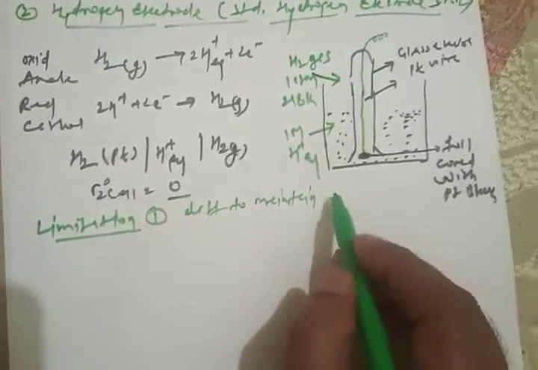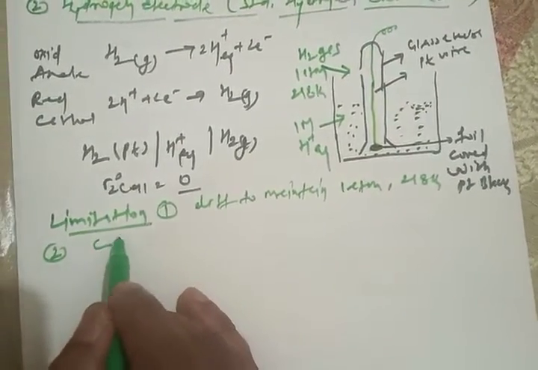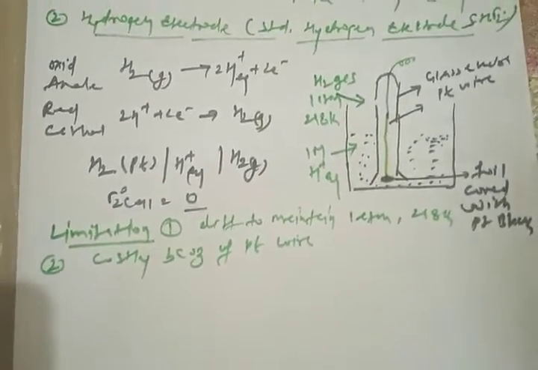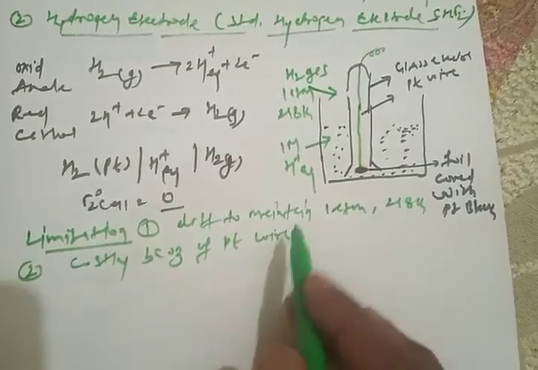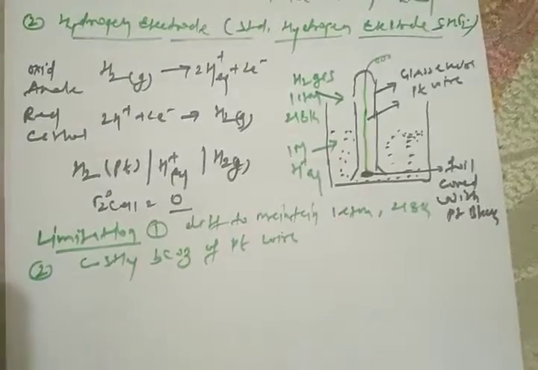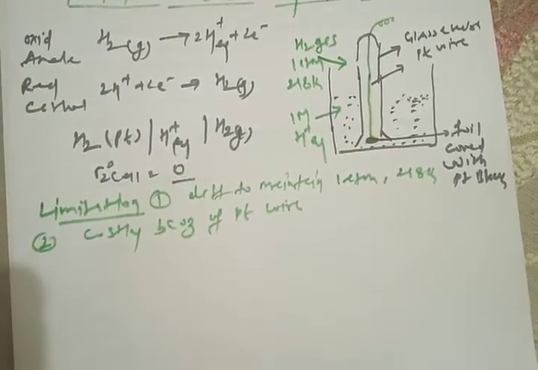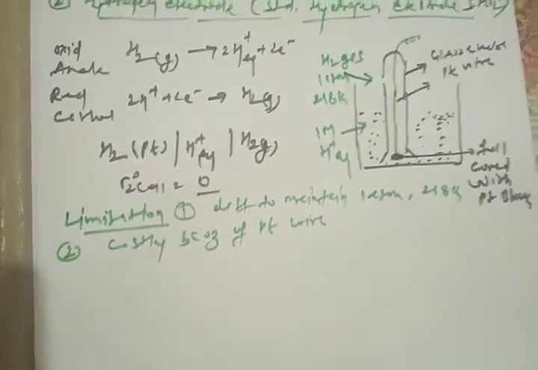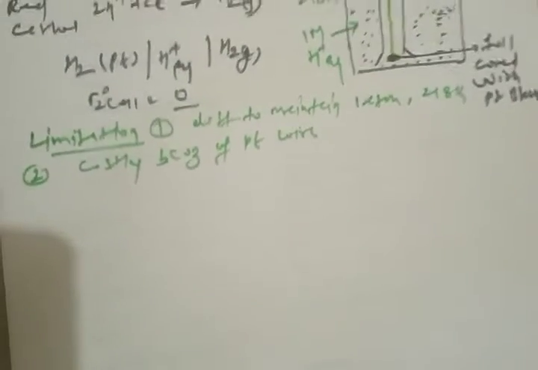1 atm and 298 Kelvin temperature. Second, it is very costly because of the use of platinum wire. We cannot take other metal wire because hydrogen or H plus can easily react with that metal. So a cheaper metal cannot be taken here, and for this we take the platinum wire, and this is the reason it becomes costly. Other metals can react with the H plus. So these are the 2 limitations of the hydrogen electrode, but still the hydrogen electrode is vastly used as a standard electrode for many reactions.